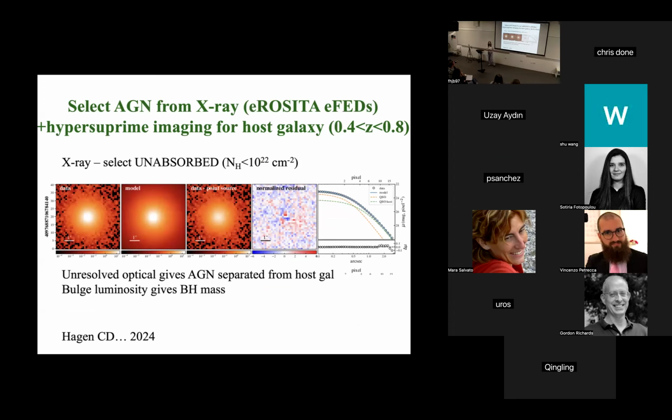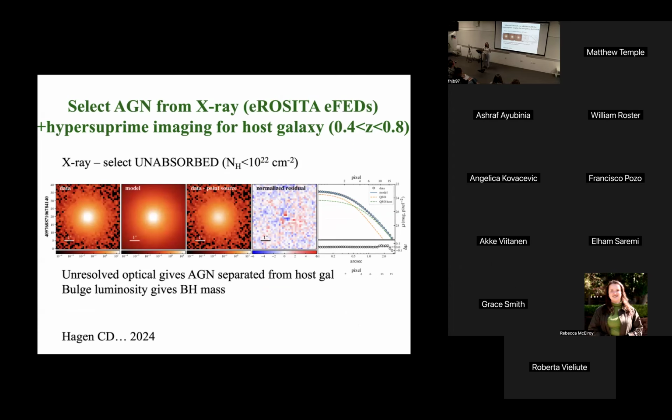It's a soft X-ray telescope. And if we select unabsorbed X-ray sources that live in the centers of galaxies, this is Scott Hagen's work, then you have a very clear identifier of AGN activity. And this is also in a region, the EFEDS region, where there's good galaxy imaging, so you can subtract the host galaxies, and that separates out the AGN nucleus from the host galaxy component.